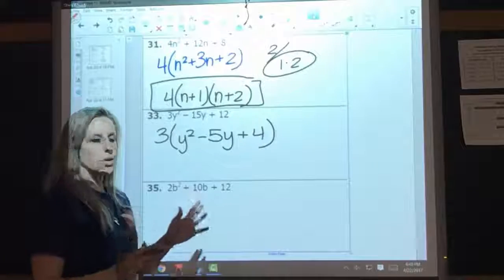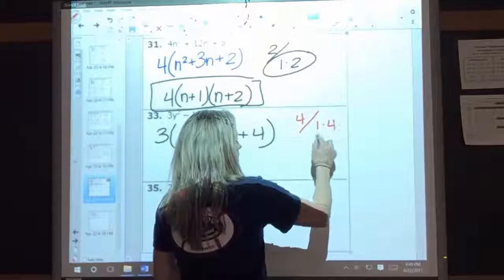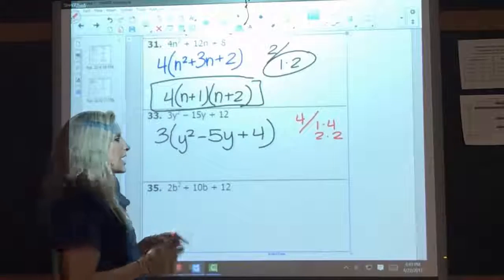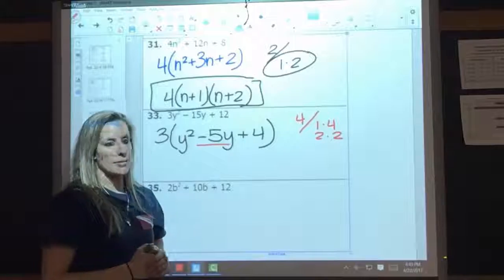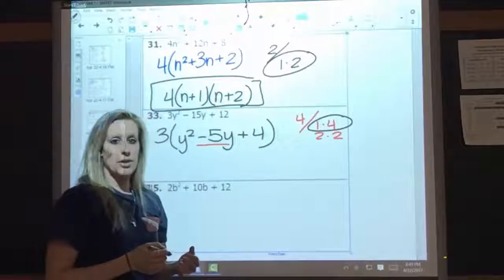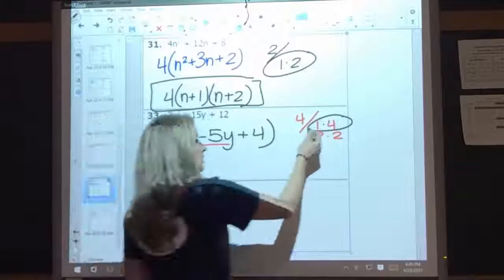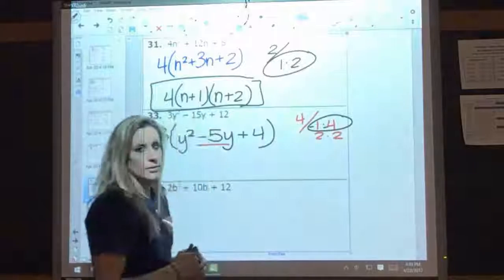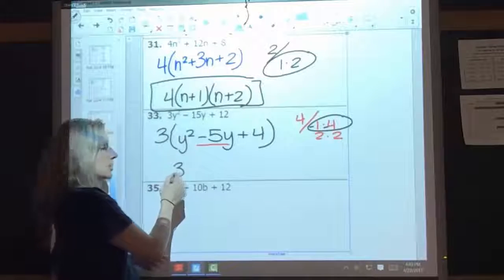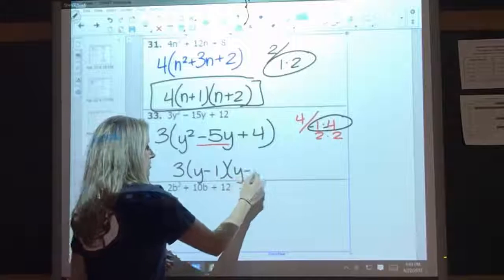Okay, so now it's like normal. I'm going to find the factors of 4. So 1 and 4, 2 and 2. In which 2 will add or subtract to give me a negative 5. Okay, 1 and 4 will add to give me 5. So if I want to get a negative 5, I need both of these to be negative. Okay, so I'm going to bring down my 3, my greatest common factor, and I'm going to have y minus 1 and y minus 4.